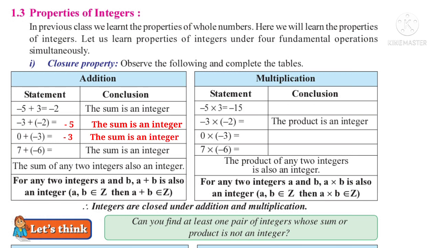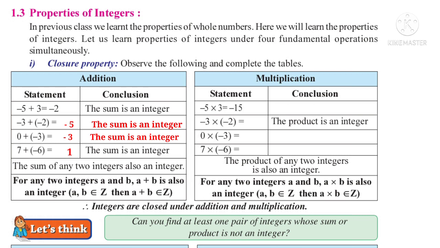7 plus minus 6, that is equal to 7 minus 6, which is equal to 1. So the sum is also an integer. Here observe that the right side numbers are all integers. So the sum of any two integers is also an integer. So we can say that if a, b belongs to Z, then a plus b belongs to Z. So therefore integers are closed under addition. Now let us take multiplication.